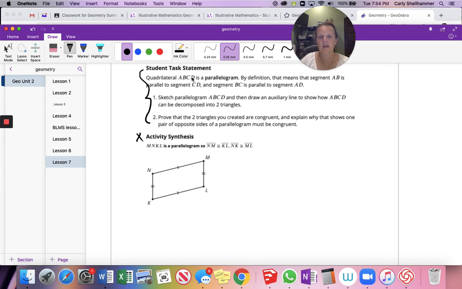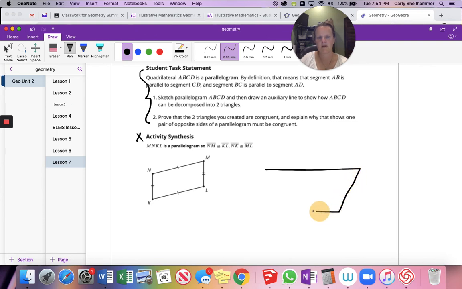So quadrilateral ABCD is a parallelogram. By definition, that means segment AB is parallel to segment CD, and segment BC is parallel to segment AD. Sketch a parallelogram and then draw an auxiliary line to show how ABCD can be decomposed into 2 triangles.